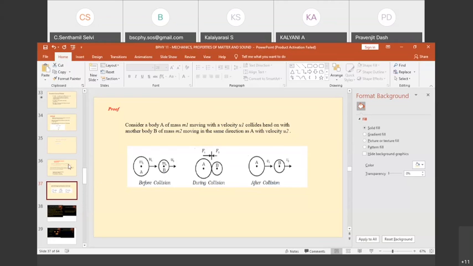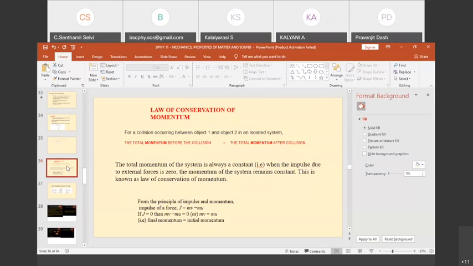I will explain this in the next class. Just now I will say the law only. That is, total momentum before the collision is equal to total momentum after the collision. This is the law of conservation. Or you can say the total momentum of a system is conserved, meaning it remains constant. This is the law of conservation of momentum. Or you can say when the impulse due to external forces is zero, the momentum of the system is constant.